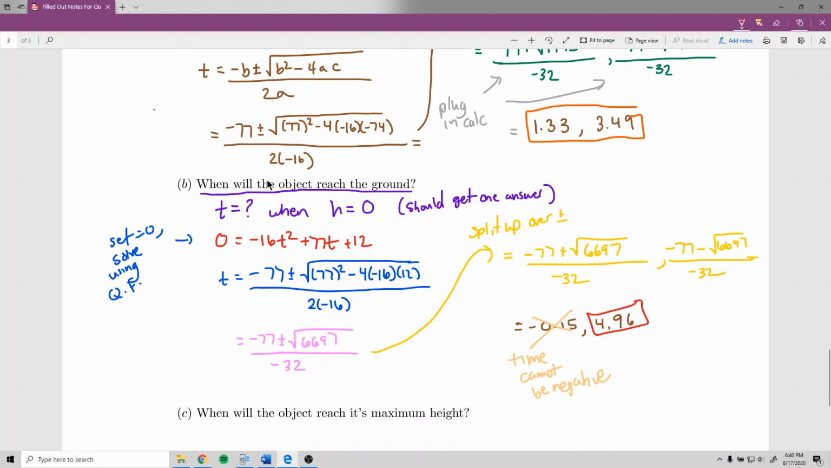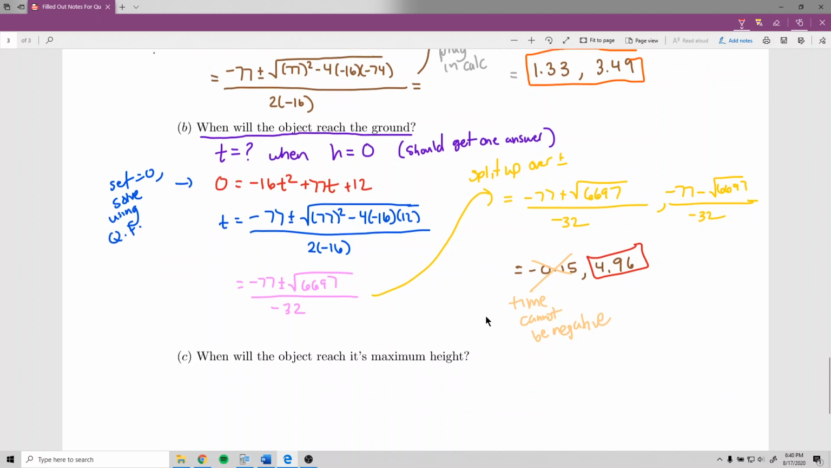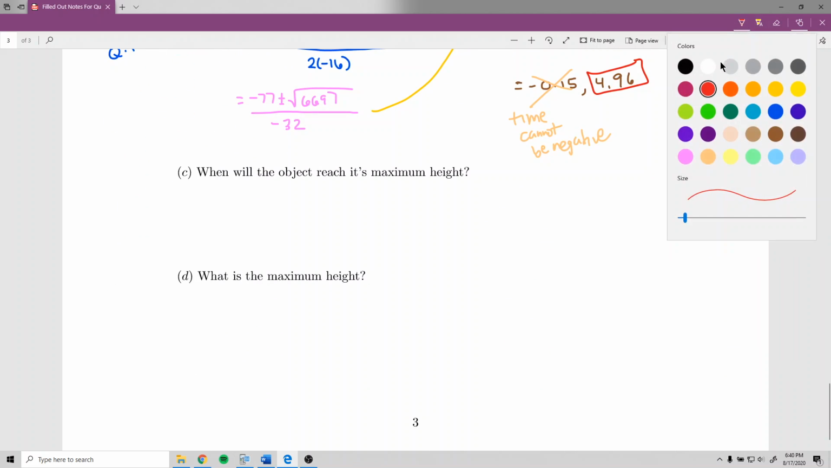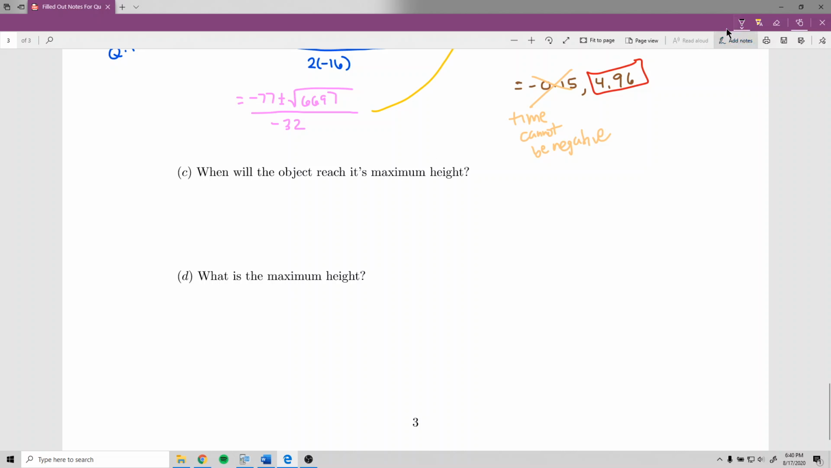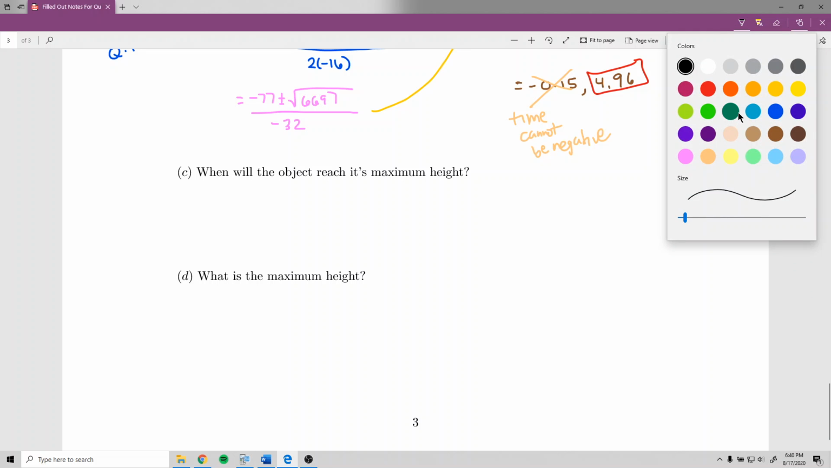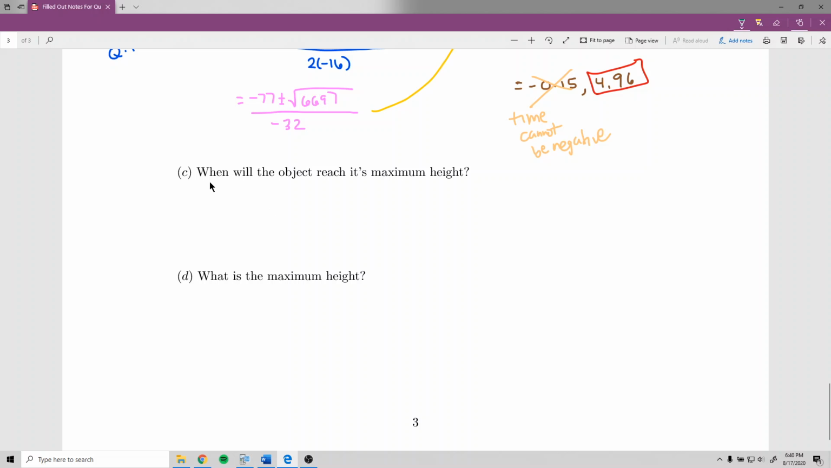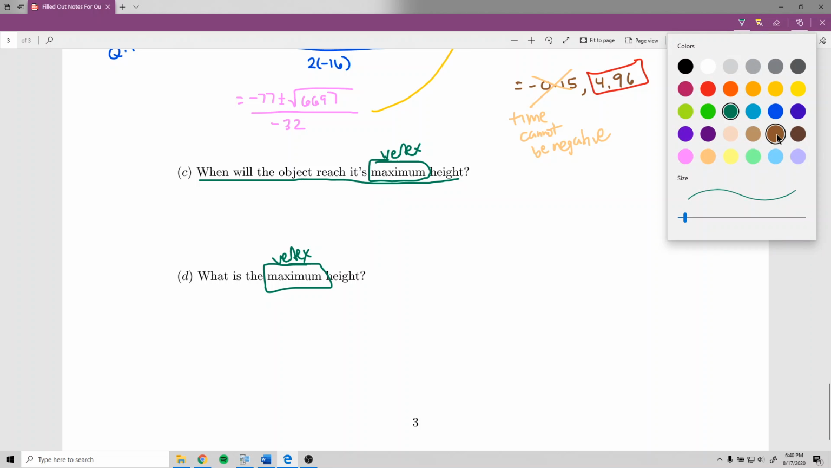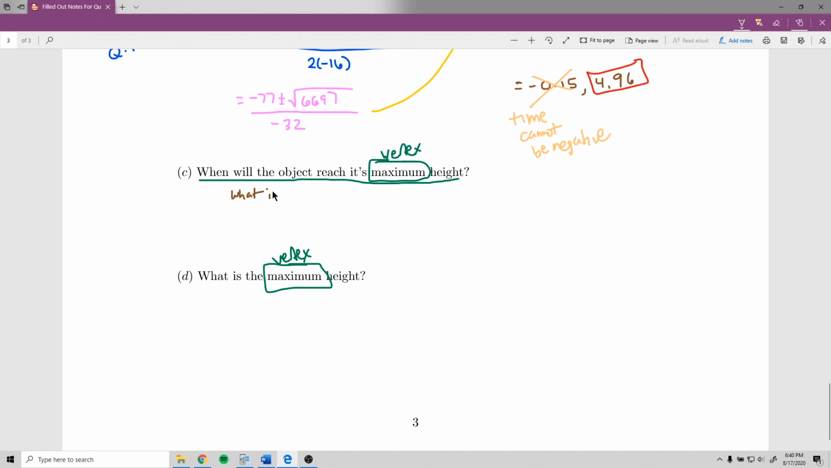So those are 2 examples of when you might see the use of the quadratic formula, but it could happen in any word problem, especially if it doesn't ask for the maximum or minimum. Part C and D are exactly that. It's asking for the maximum height, when will it be there, and how high is it. So here we want the maximum height, which means we want the vertex for both parts. Now the first part is asking when, so what is t at the vertex?